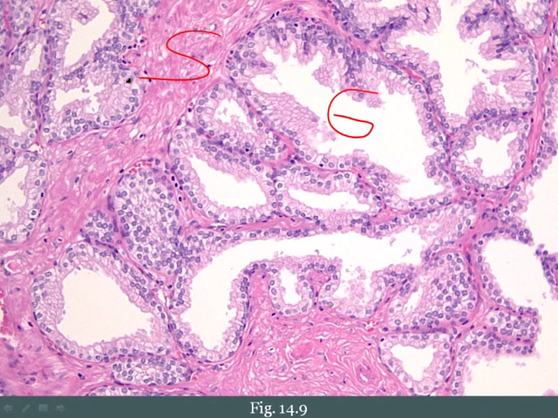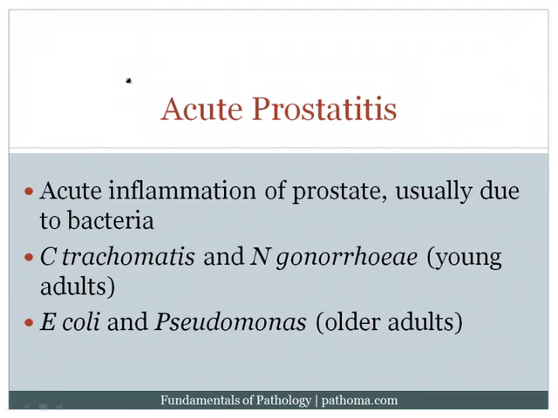The glands of the prostate actually contain two layers. There's an inner luminal layer and an outer basal cell layer, and overall both the glands and the stroma are maintained by androgens. The first disorder is acute prostatitis.